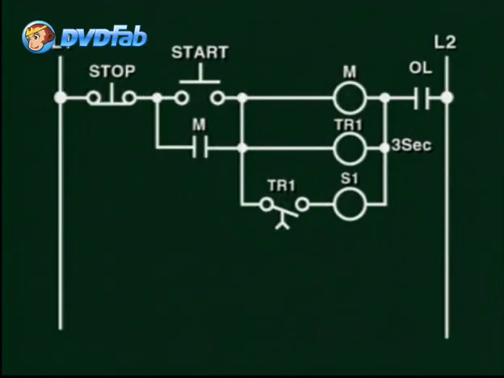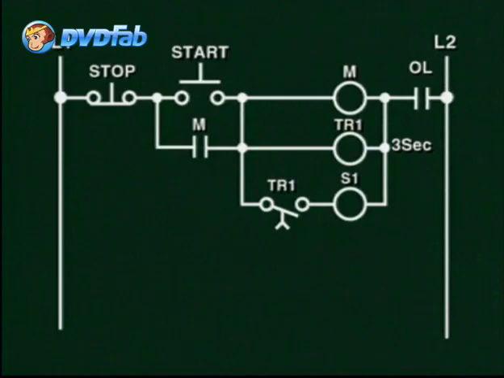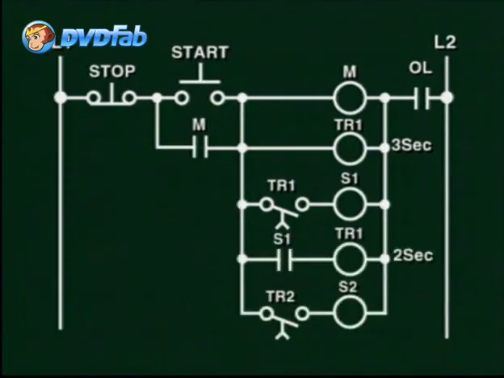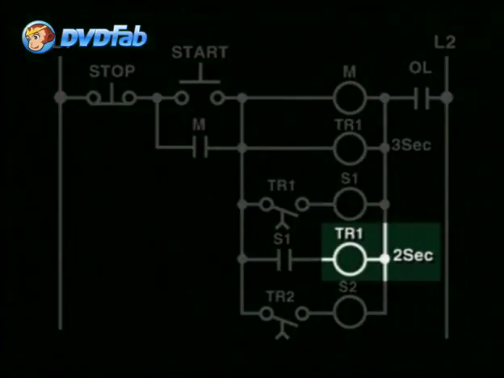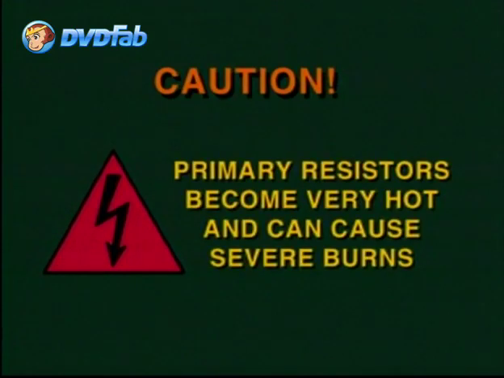The timing relay is generally set at around 3 seconds for a 2-point acceleration with only one resistor. If more accelerating resistors are added, they are set at around 2 seconds between steps. A note of caution: due to the amount of current passing through during start, primary resistors become very hot and can cause severe burns. So when troubleshooting this type of starter, please be careful.